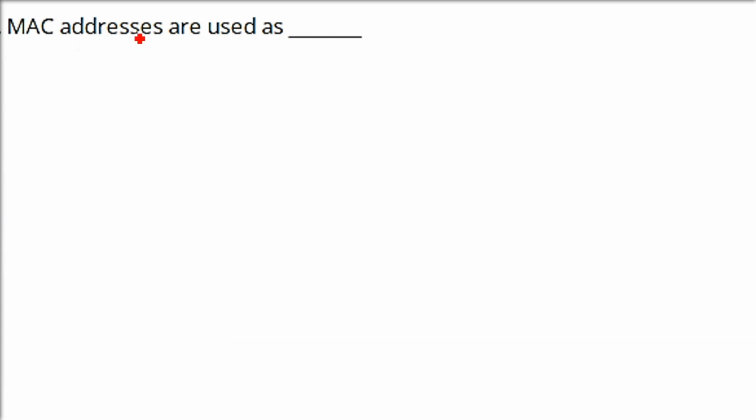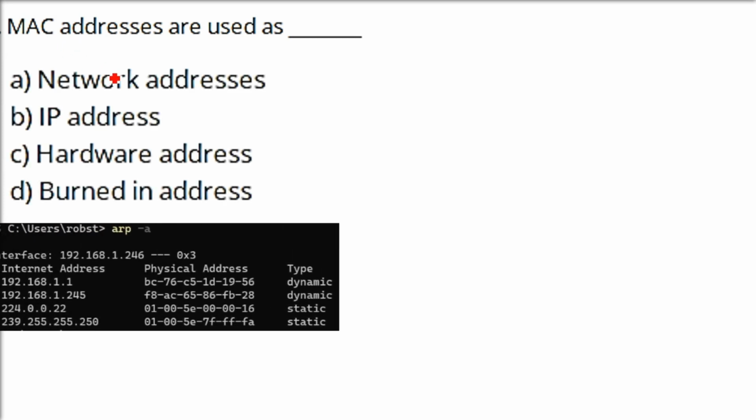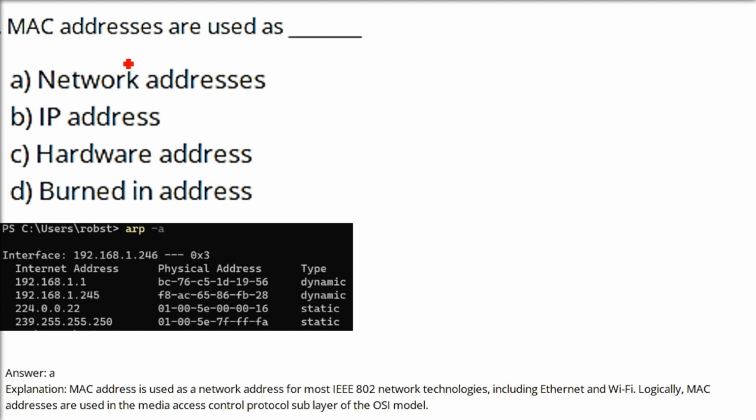MAC addresses are used as, there are certain options, and the answer is network addresses. Why? MAC addresses are known as physical address. It can be a burned-in address. So MAC address is used as a network address for most IEEE 802 networking technologies. So I'm just showing you arp -a. That command you can always use. You'll see that all the internet IP addresses corresponding to their physical addresses are known to you.